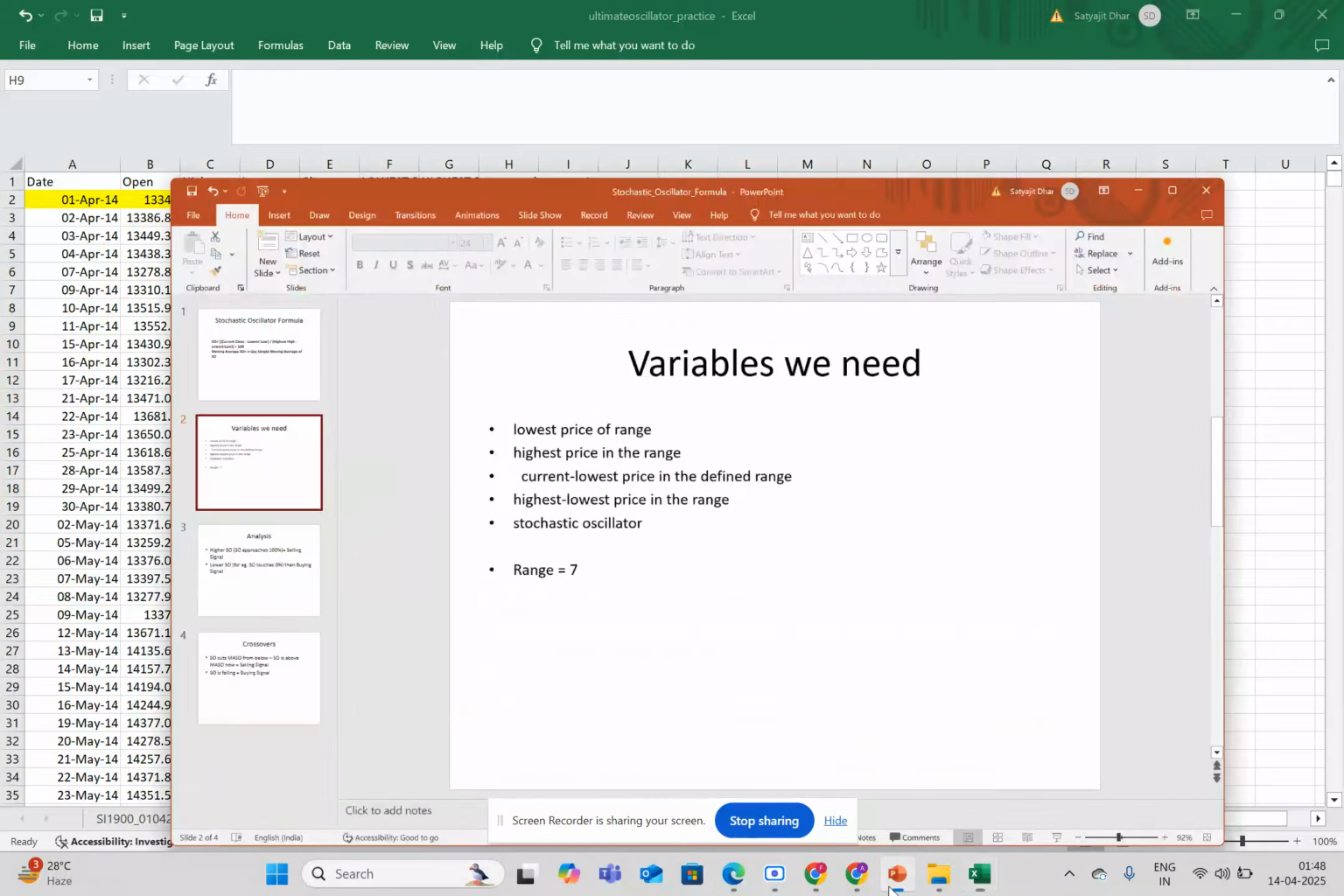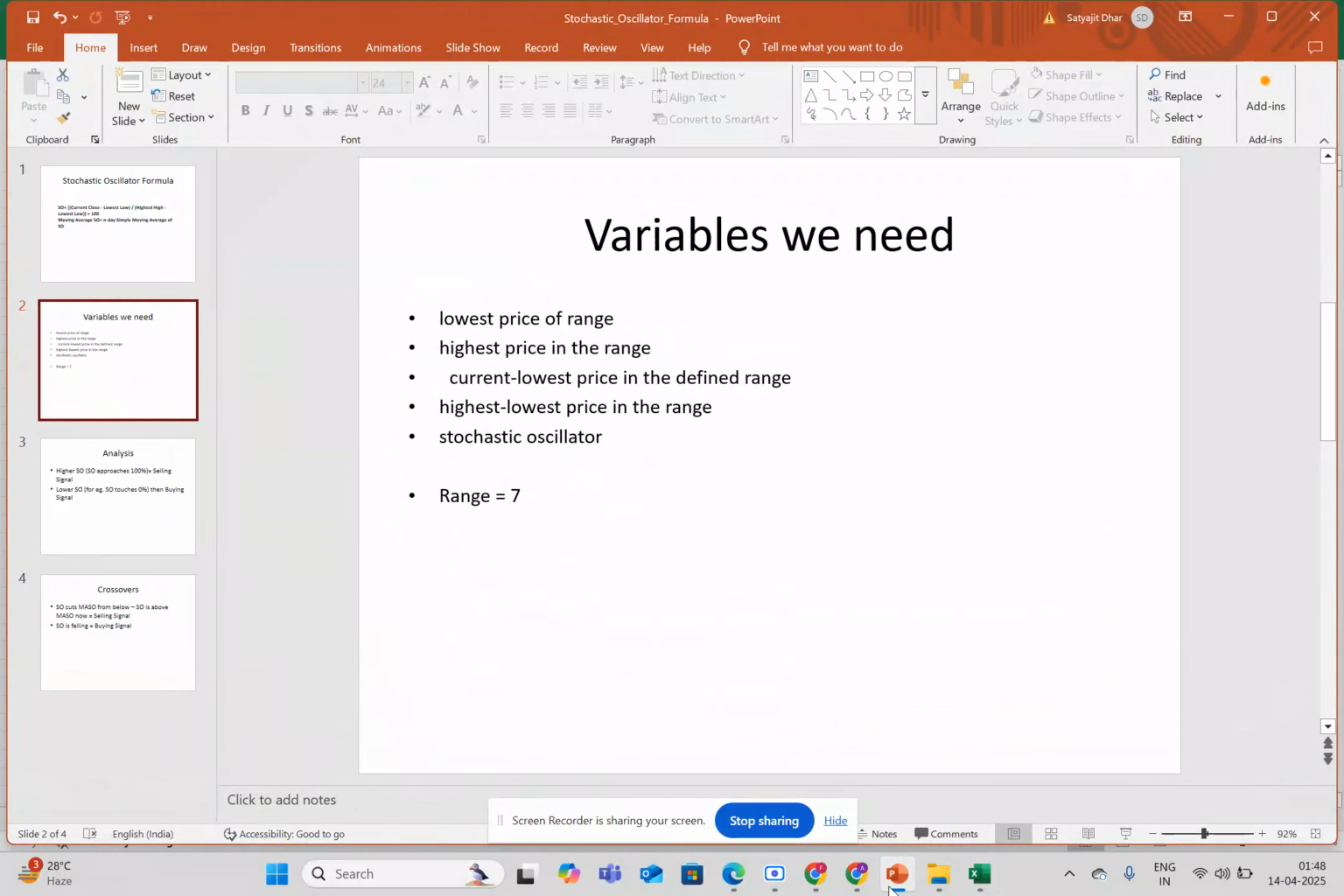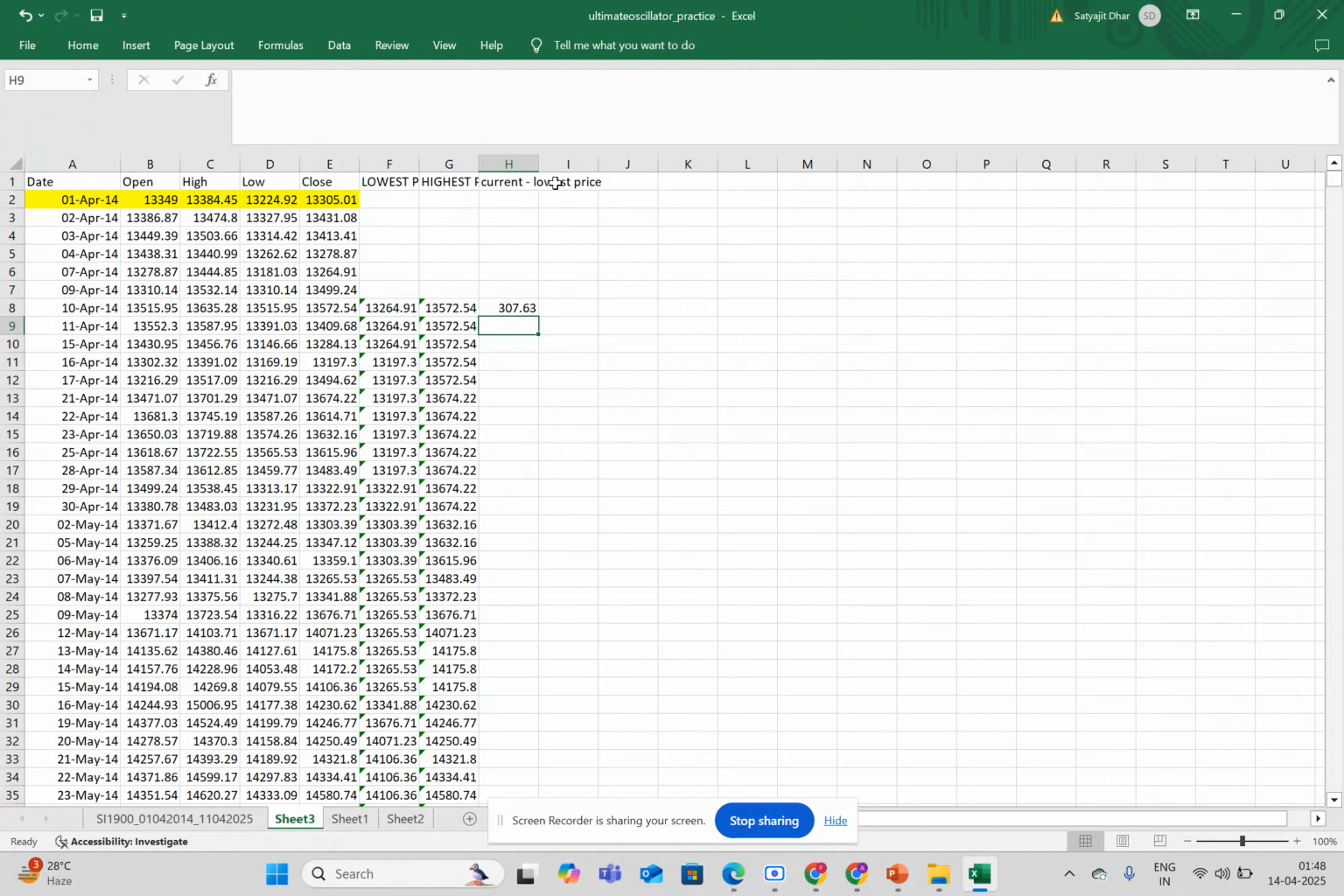Then our next variable is highest minus lowest price in the range. So we write highest minus lowest price. The highest price of the range is in the G column, minus the lowest price in the range, which is in the F column. So we have it here.